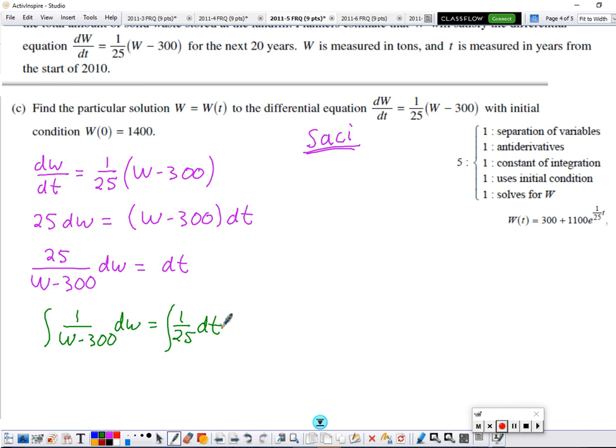Now I do the antiderivatives. This is the ln rule, but it's ax plus b. So it's 1 over a, 1 over 1, natural log, absolute value, w minus 300, equals 1 over 25t, plus a constant.